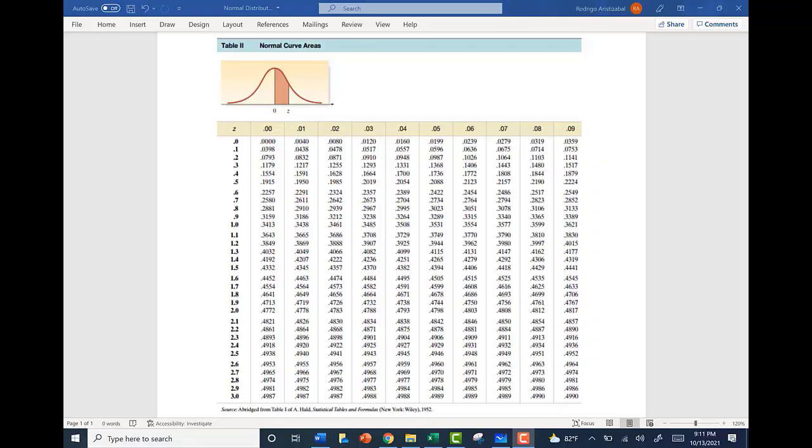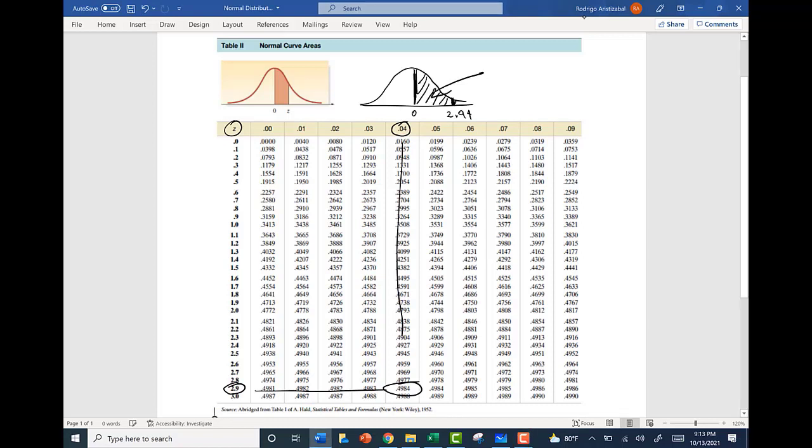This is the McClave table. McClave used only one table because the normal distribution is symmetric. Then McClave deals only with the positive z-score table. The z-score 2.94: 2.9 is here and 0.04 is here. In this intersection we have 0.4984. 0.4984 represents this area.